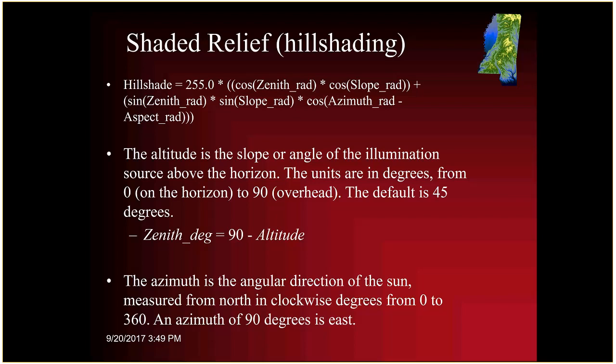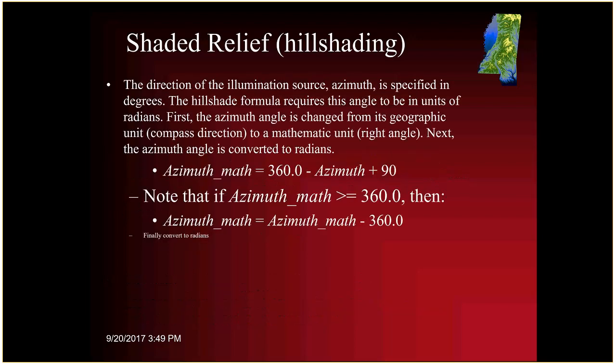So in order to get the azimuth that you're going to feed into the formula, you take 360 minus your compass angle azimuth plus 90. That'll give you the mathematical azimuth, starting at 0 meaning east. However, sometimes that'll give you a number that's greater than 360. If the number is greater than 360, then you'll have to subtract 360 to get the correct number.